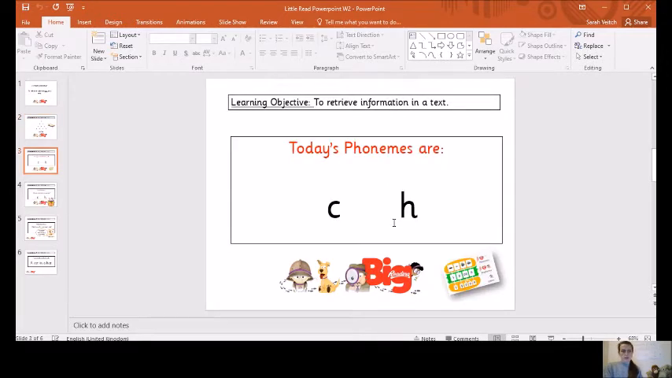Now, today, our phonemes that we are looking to retrieve are K and H. K and H. So can you say those with me? K and H. So that means in our piece of text, we need to identify where the K is and where the H is.